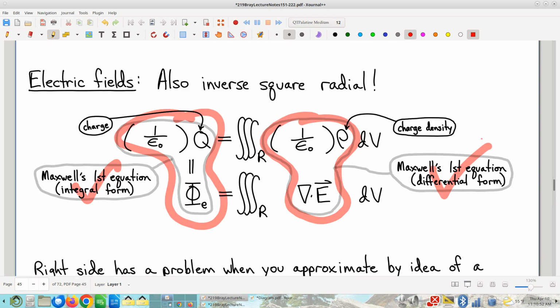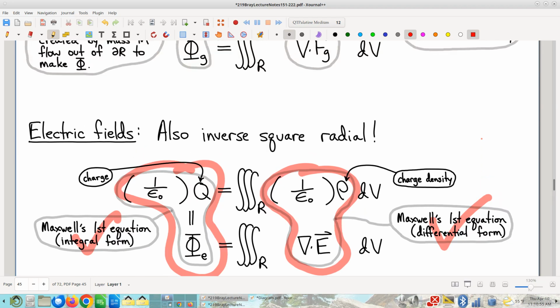Here's the way I like to think about it. You look at these two equations. This first one says flux is proportional to charge. The second one says flux density is proportional to charge density. They're practically the same statement. One of them is a density statement, one of them is a global statement. But I mean, whatever, right? One of these statements is just an integral of the other. So they're practically identical. So I think that's a pretty neat observation.